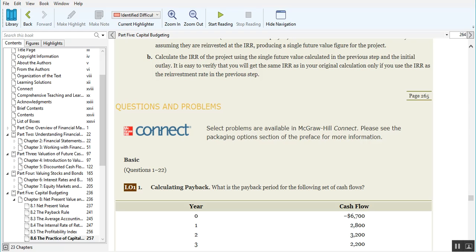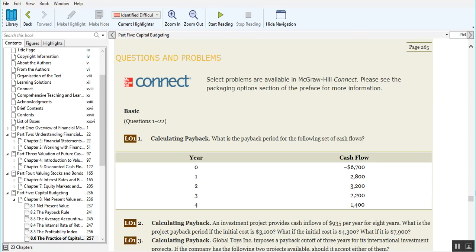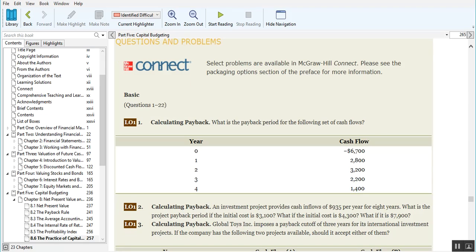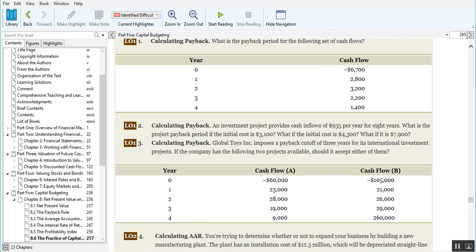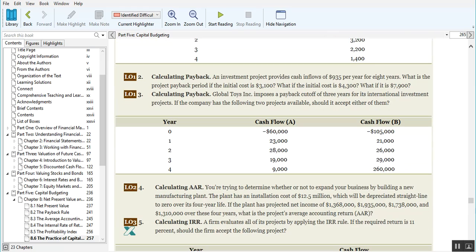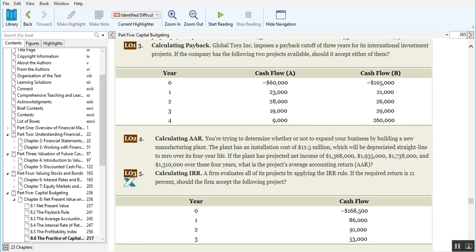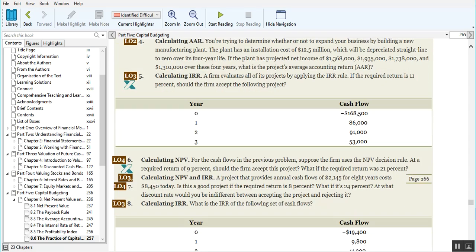So here it is. Number 1 is to calculate a payback. What's the payback period on these cash flows? Number 3, calculate the payback on this one as well. And then number 6 is calculating a net present value. So you can look at that calculation and go back to the early part of the chapter and look at that in the book. All right, that's it for Chapter 8, and soon Chapter 9 will be coming.